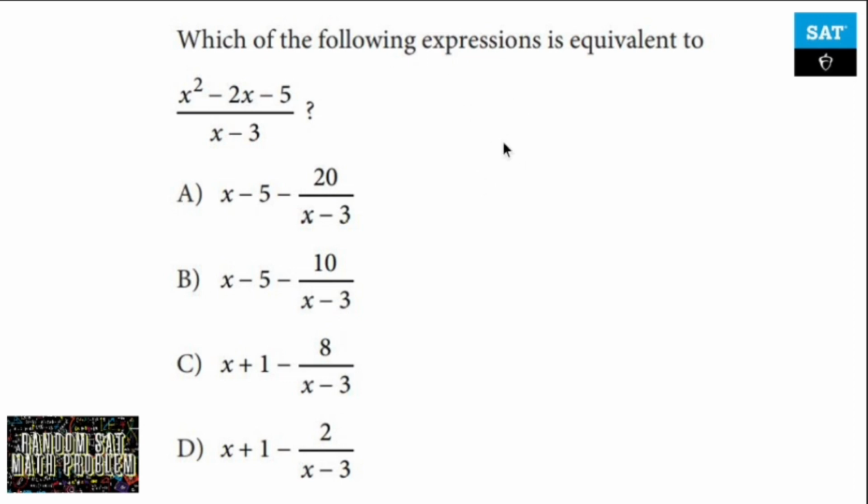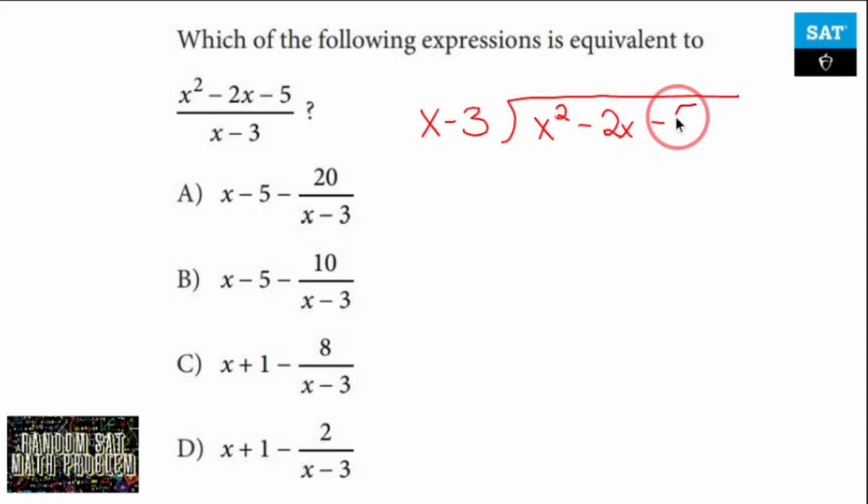So this is the long division way of doing it. All right, I'm going to set it up. X minus 3. Make sure that that's in standard form. Make sure nothing in the middle is missing. X squared minus 2x minus 5.